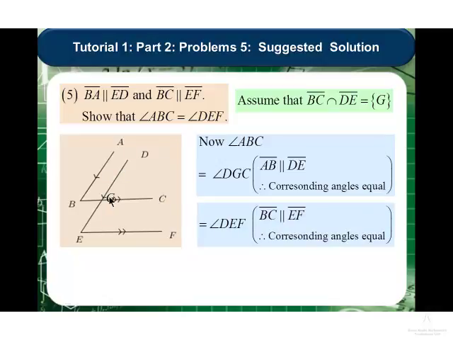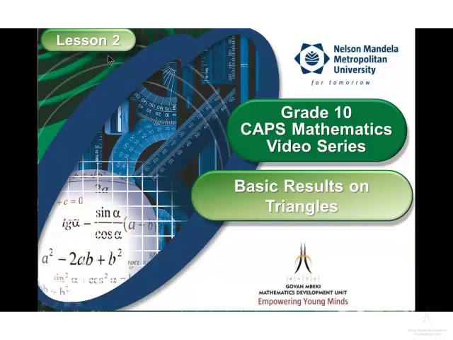DGC is equal to DEF, since the line segments BC and EF are parallel, and these two angles are then also corresponding angles in this situation. Therefore, we know that the angle ABC is the same as the angle DEF in that particular case, and this answers the final part of this particular tutorial. In lesson 2 of this video, we will consider some basic results on triangles.